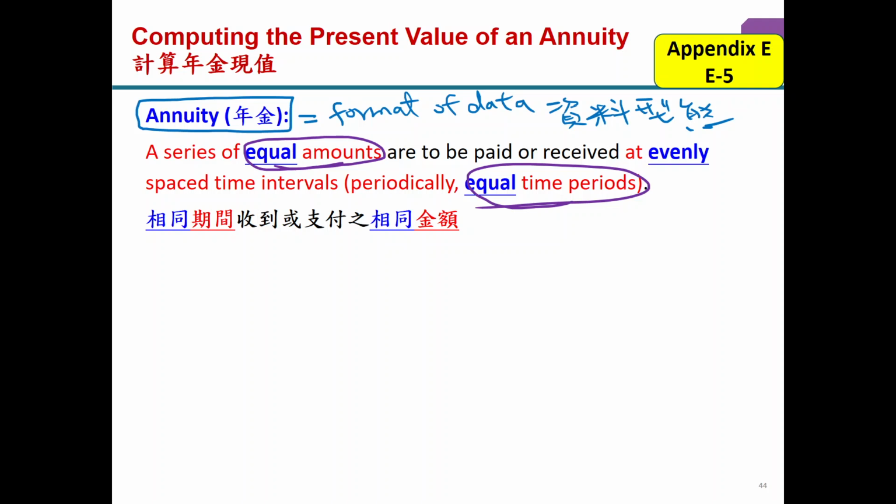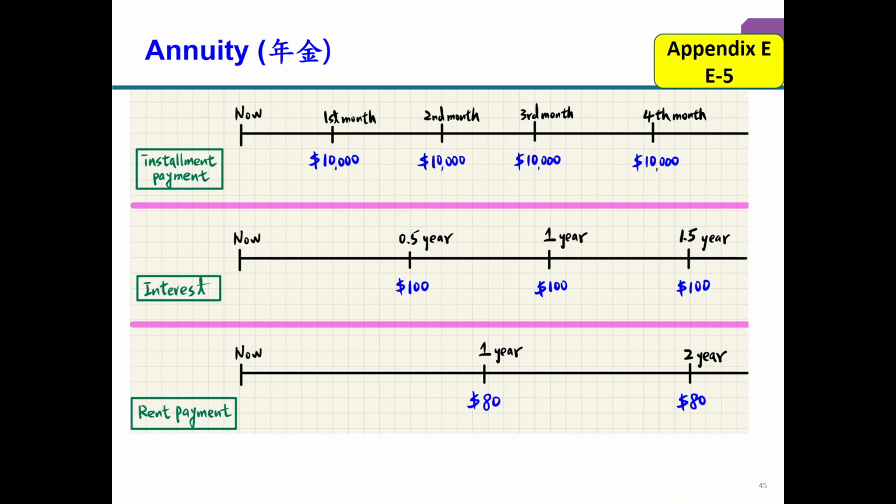So do you have any cases? Do you rent any dorm or rent any house outside? So you have to pay the rent each month, like $5,000 for each month, right? What's that? Same amount, $5,000, same period, each month. So for example, the first case is installment payment, 分期付款.